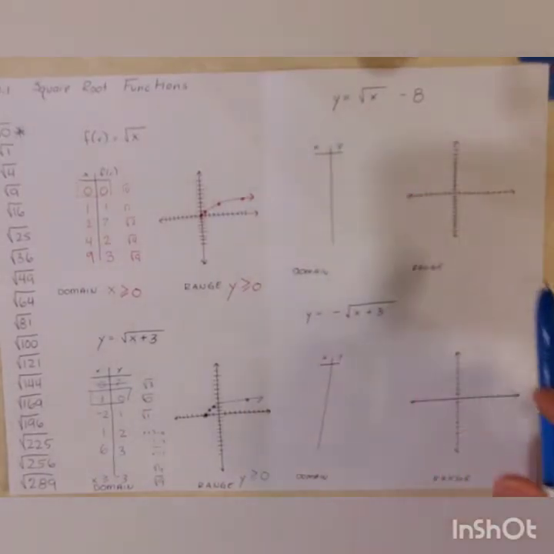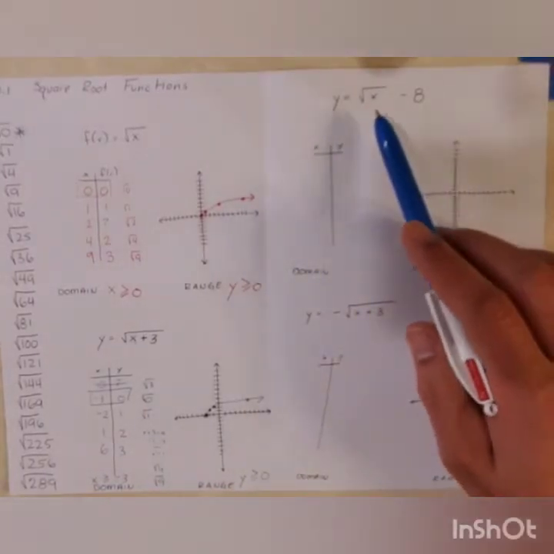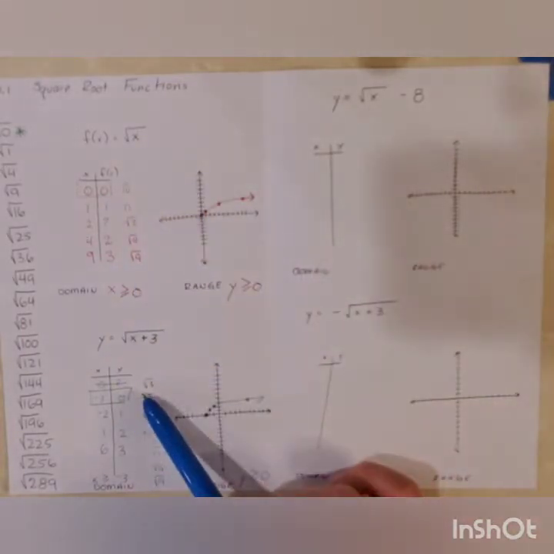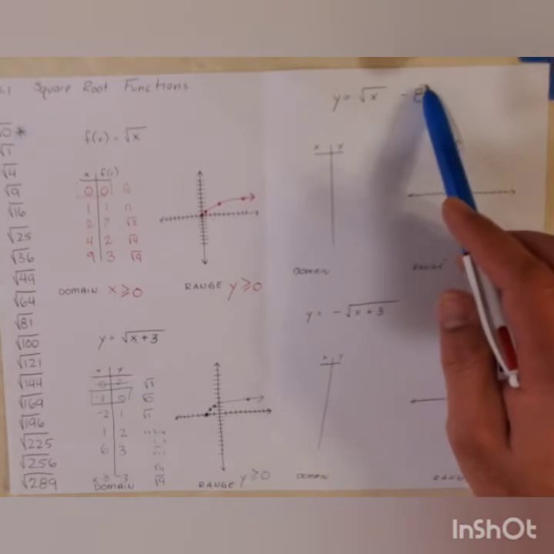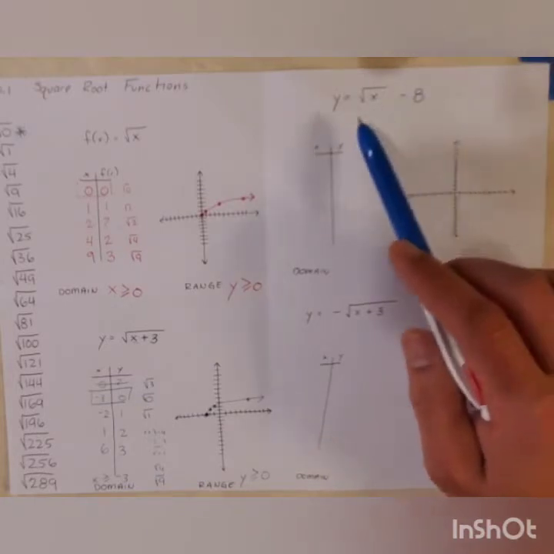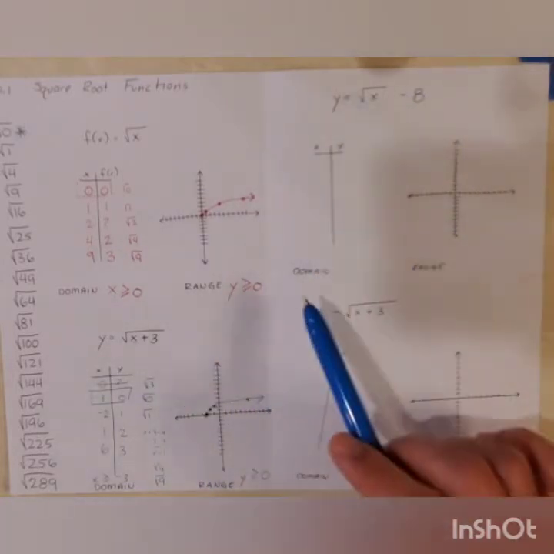Now we're looking at this graph. Now this one, if you notice, is different than both of these. Here, that +3 was inside the radical. This -8 is outside of it. So it's going to be a little different. We're going to see what's going to happen.